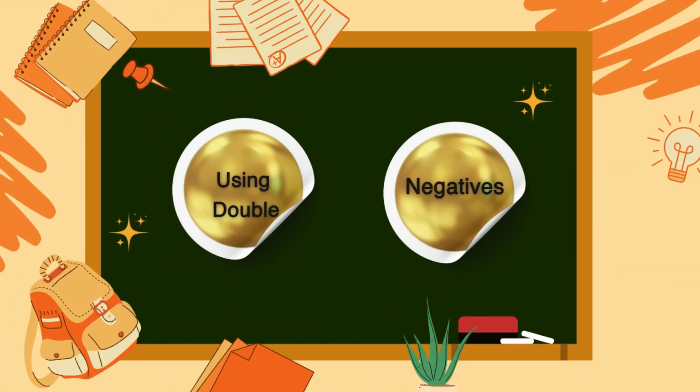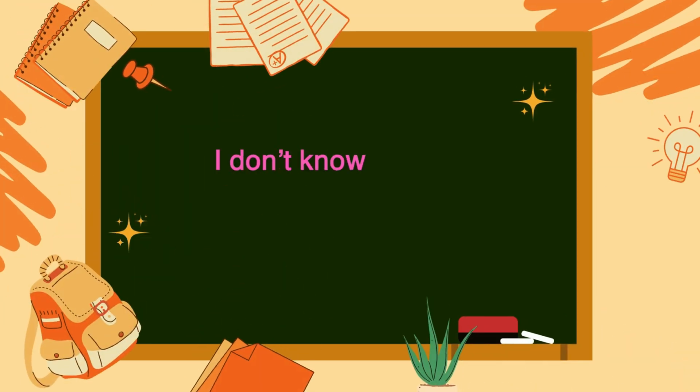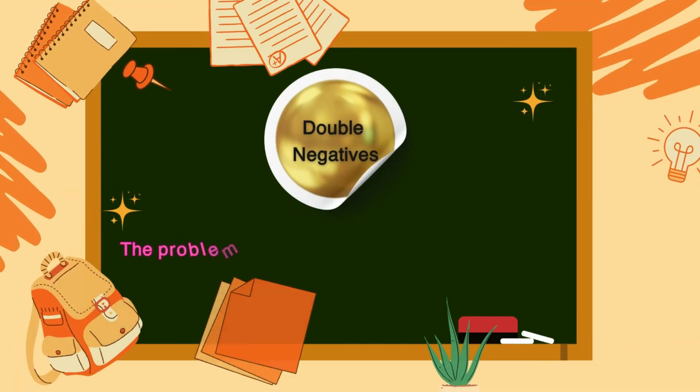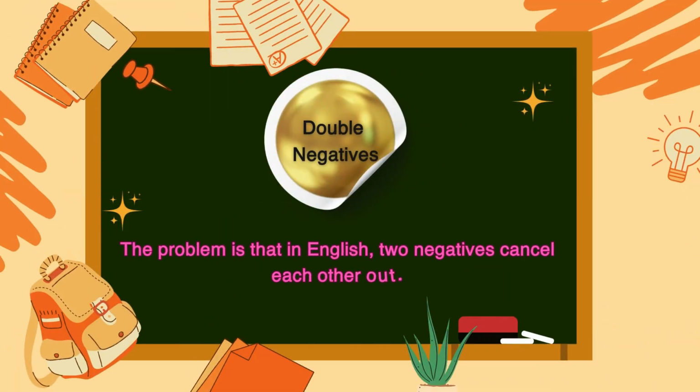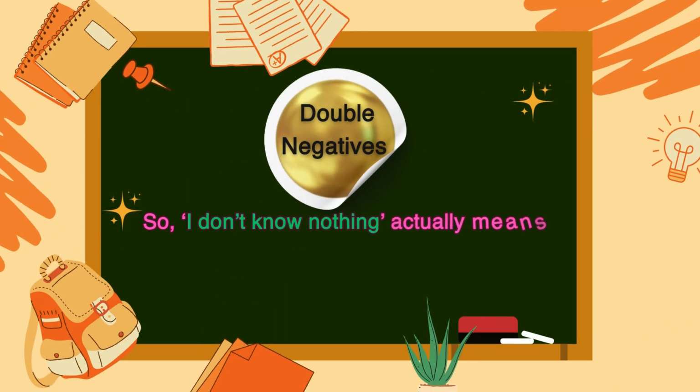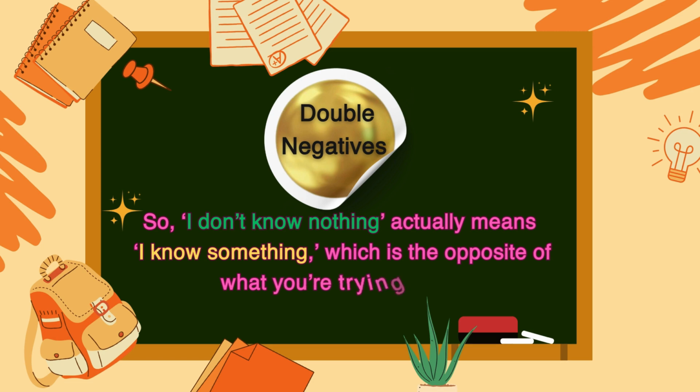Next up is mistake 8, using double negatives. This is a common mistake that can completely change the meaning of your sentence. Let's fix it. Here's the mistake, saying something like, "I don't know nothing." Sounds strong, but it's actually wrong. The problem is that in English, two negatives cancel each other out. So, "I don't know nothing" actually means I know something, which is the opposite of what you're trying to say.